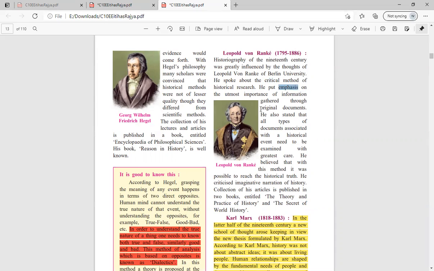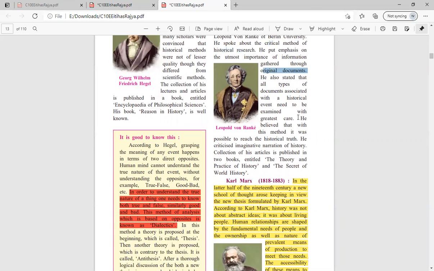He emphasized the great importance of the information in original documents, so make sure you examine them critically. He again said that documents related to a historical event should be examined with great care. He believed that with this method it was possible to reach historic truth. Why? Because it is related to the historic event, so we can find out the historic truth. And he criticized imaginative narration of history, the imaginary form of history. He said that such kind of history is wrong.